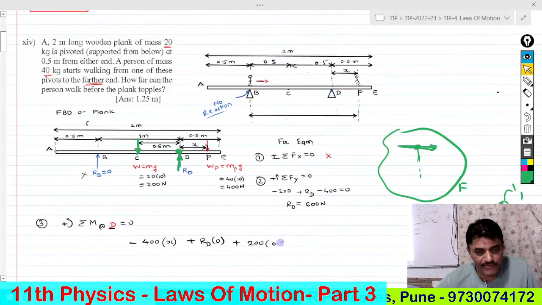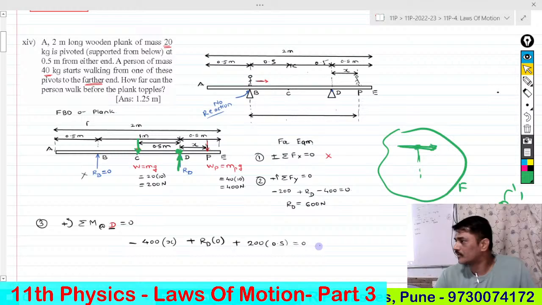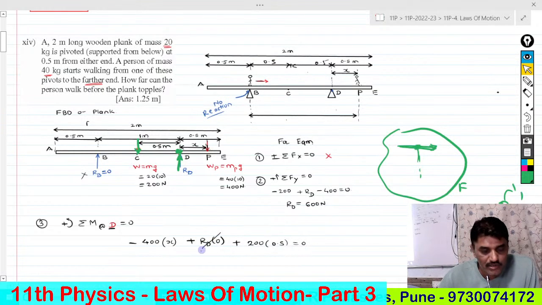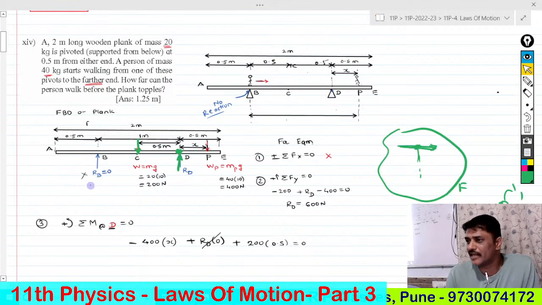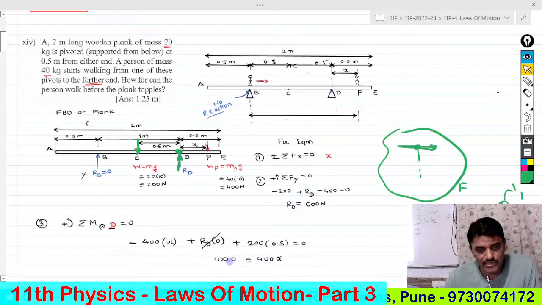I'll just put it here. 0.5 meter is equal to 0. You see? Now this is gone. And this force is 0, so उसका moment भी 0 ही आएगा. So what is left over here? This minus will go on the other side. It will become plus. So that will become 400x is equal to 100. Therefore x is equal to 1 by 4. 1 by 4 matlab 0.25 meter.